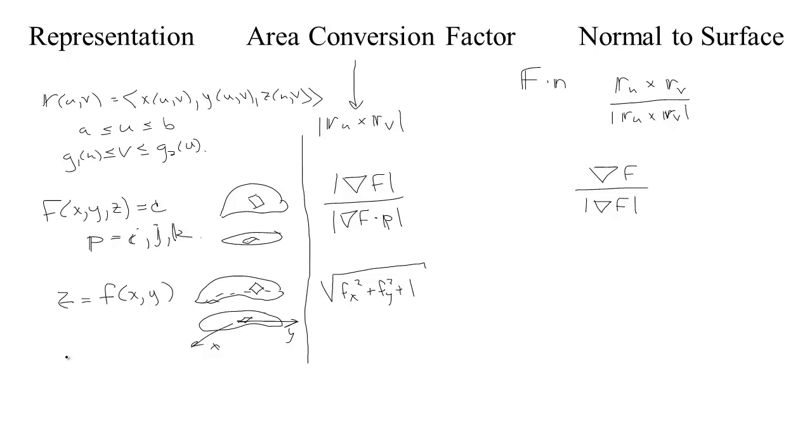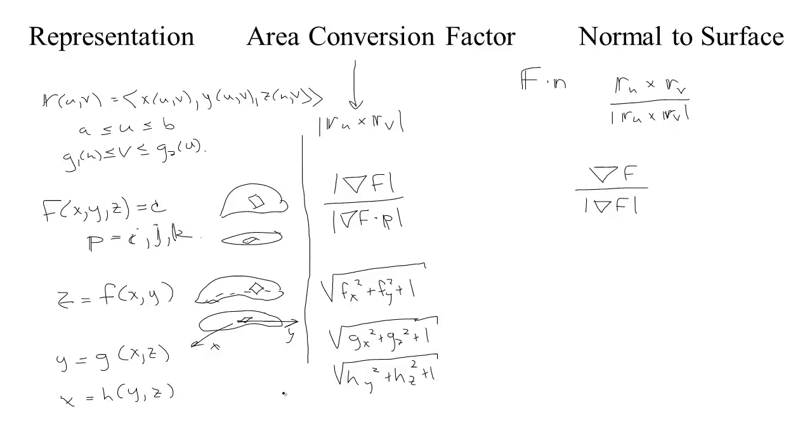So if it were that y was some function of x and z, then you would do the partial of that function with respect to x squared and the partial of that function with respect to z squared plus 1 underneath the square root. Or if it was x that was a function of y and z, then you just do the partial with respect to y squared plus the partial of that function with respect to z squared plus 1. So it doesn't really matter how your surface is set up, it's just a matter of changing the names.